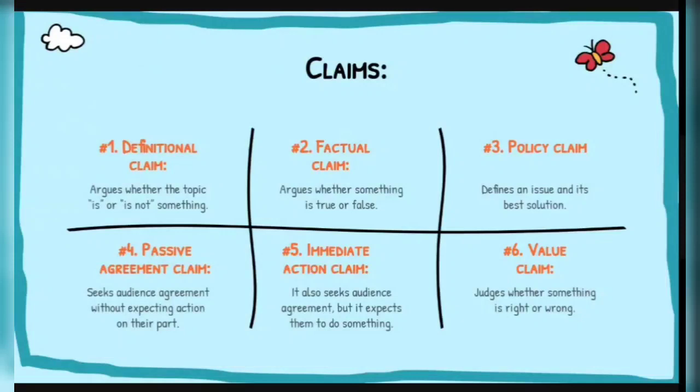The number two is the factual claim, which argues whether something is true or false, as you are trying to deny some information or a statement, or to affirm something. Basically, this is this kind of claim. Then we have the policy claim, where you define an issue and its best solution. For example, in our case, our position is that parents should not spend on their misbehaving children. In that case, we can show a solution.